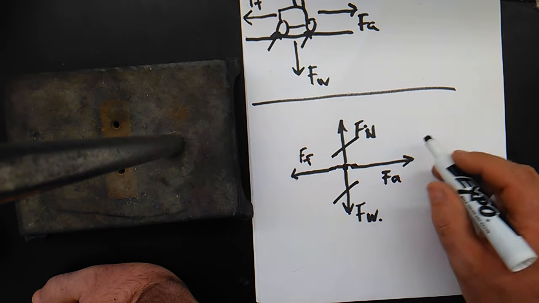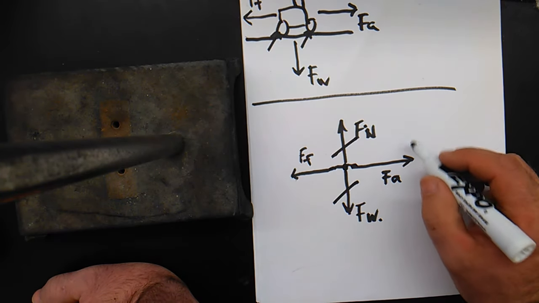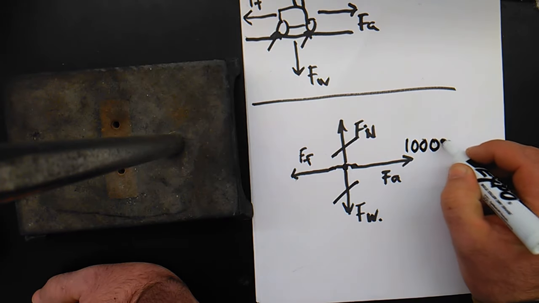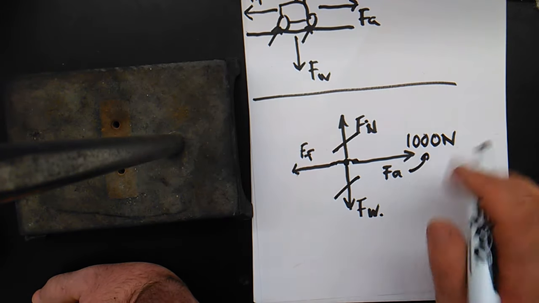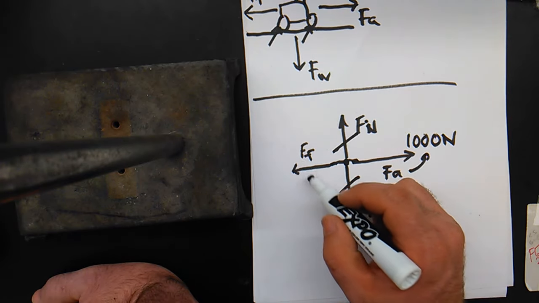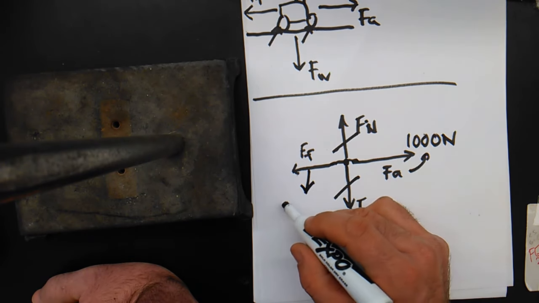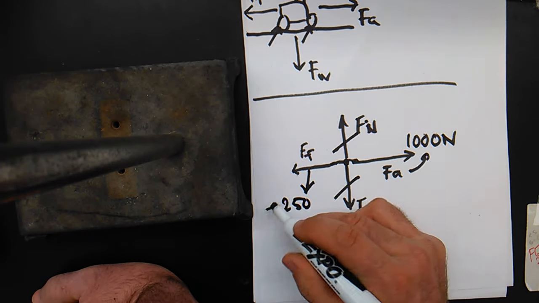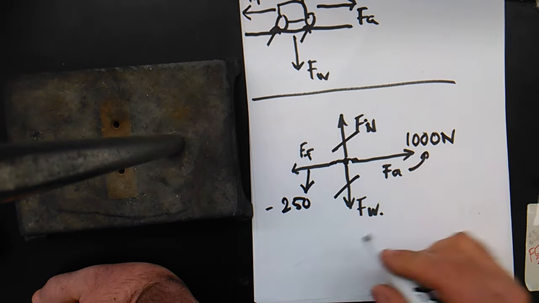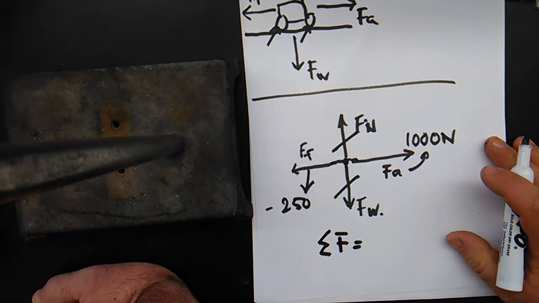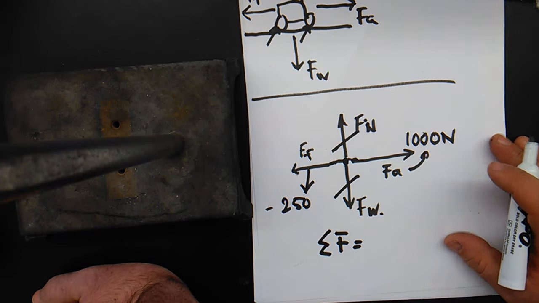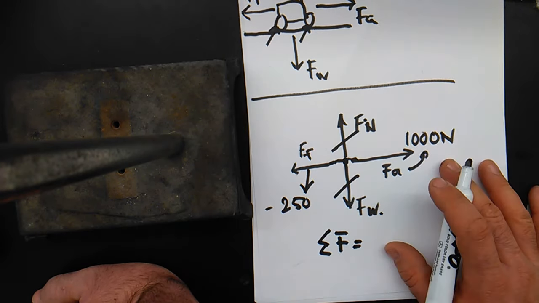So let's say we just had some numbers here. Let's say an applied force of 1,000 newtons. Let's say the frictional force provides a force of negative 250 newtons, going backwards. Then what we say is the sum of forces, all the forces acting on this car, is going to be the addition of all these.